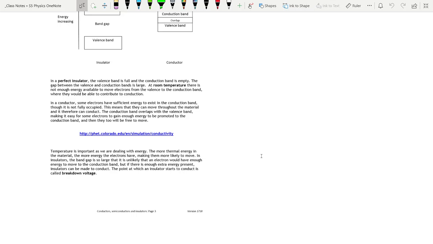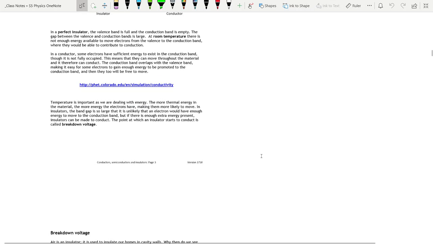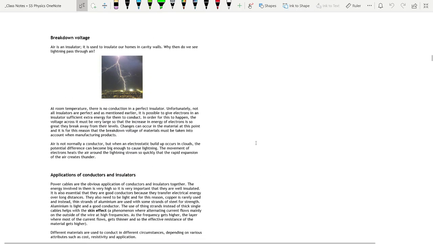In insulators, the band gap is so large that it's unlikely that an electron would have enough energy to move to the conduction band. But if there is enough extra energy produced, and it has to be a lot of energy, then insulators can be forced to conduct, and that is called the breakdown voltage. You see examples of breakdown voltages in air when you see lightning, because air is an insulator, but lightning can pass through air. So at room temperatures, there's no conduction in a perfect insulator.